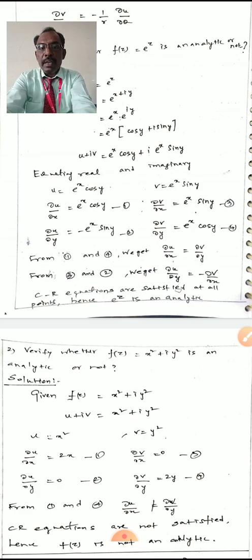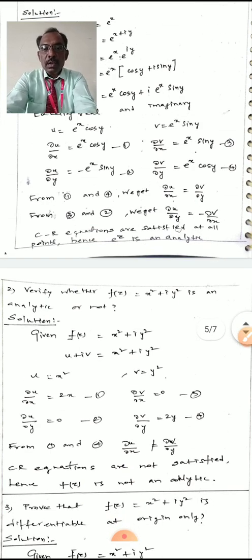Dou u by dou y means partial differentiation of e power x cos y with respect to y: e power x into minus sin y, that is minus e power x sin y, which is equation number 2. Next, v equal to e power x sin y. Dou v by dou x is equal to e power x sin y, which is equation number 3. Dou v by dou y equal to e power x into cos y, which is equation number 4.